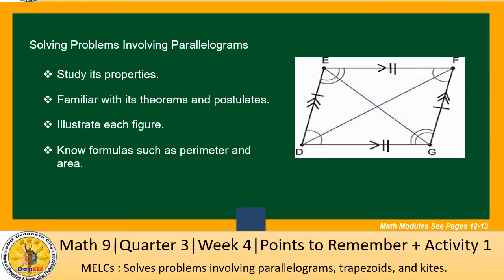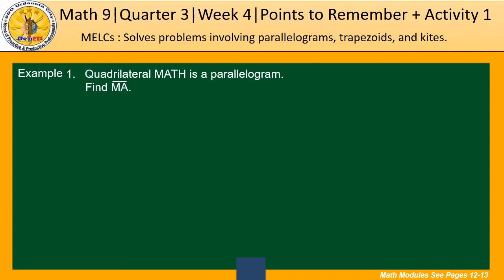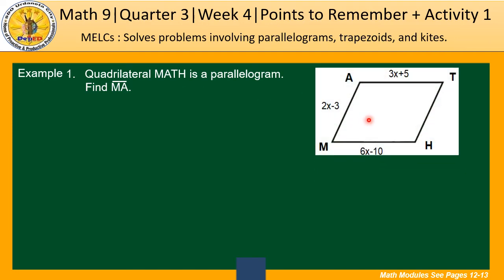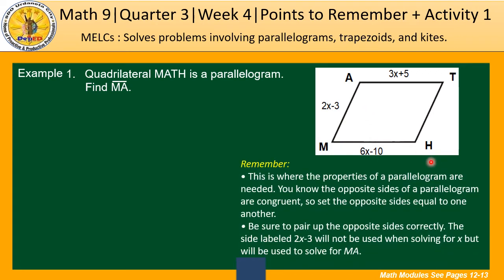So here is example number 1. Quadrilateral MATH is a parallelogram. Find side MA. With this type of question, there must be a figure, so there is no more need for you to illustrate. In this one, properties of a parallelogram are needed. You know the opposite sides of a parallelogram are congruent. So let us set the opposite sides equal to one another.